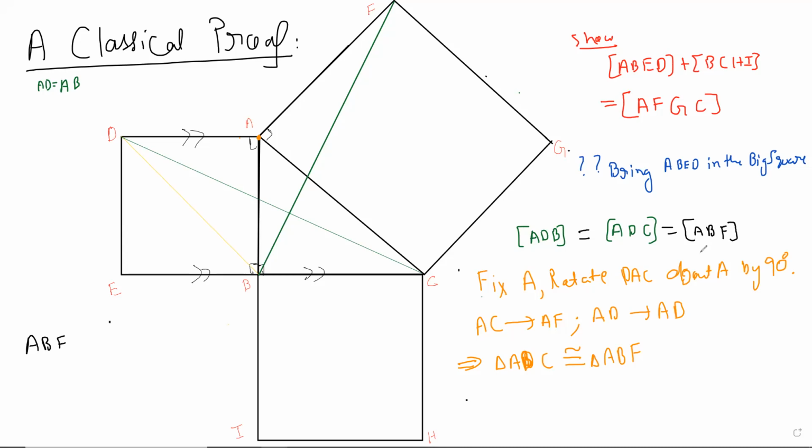Now, how can we relate ABF with the square even more? We have now entered into the big square. We have left the small square. We have entered into the big square. But what more can we do to go completely into the square?